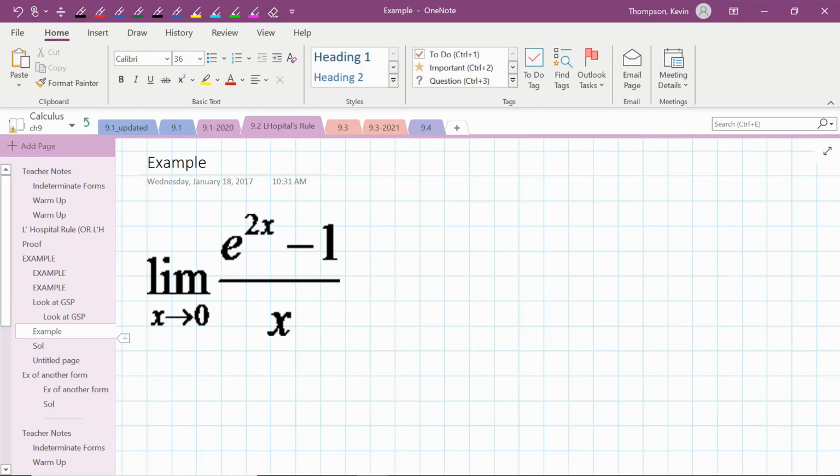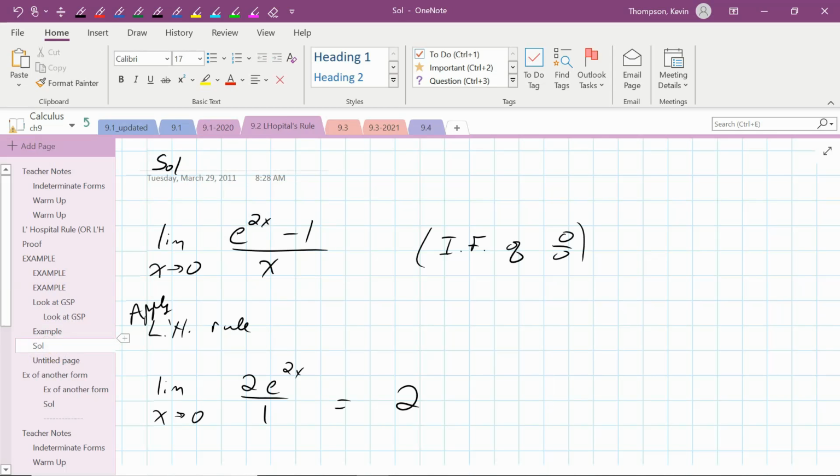So let's look at an example here, maybe just of L'Hopital's rule again. If I want to find this limit, substitute in 0. 1 minus 1, 0 over 0, indeterminate. We should be able to come up with a solution. You can pause it, try to come up with an answer. And then here's the solution for it. Taking the derivative and substituting.